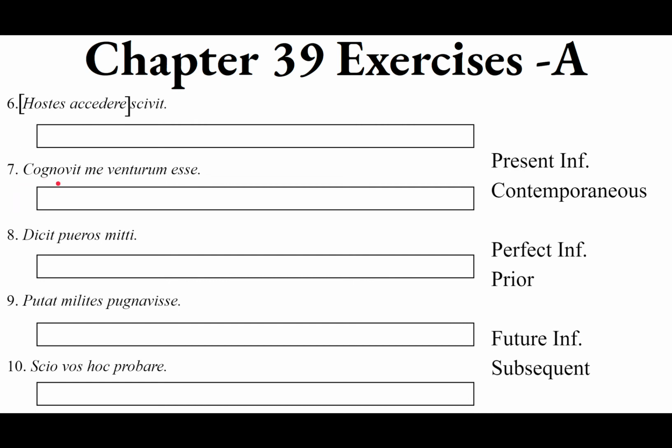Septima, sententia septima. Cognovit me venturum esse. So cognovit, cognosco, cognoscere, cognovi, cognitus. To learn, to find out. Remember, in the past tenses, perfect, pluperfect, future perfect, if you have learned something, then you, present tense, know it. So you could translate cognovit as either he, she, it learned, he, she, it has learned, or he, she, it knows. Present tense knows for a perfect tense has learned.